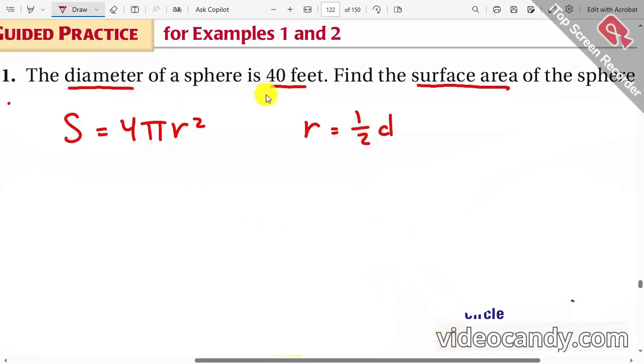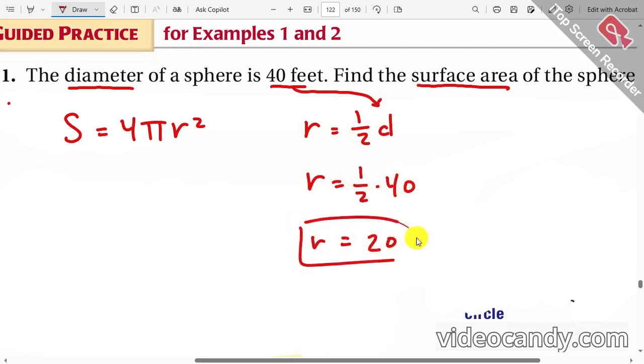All right, the diameter is 40. So the diameter D is 40. The radius is going to be half of 40, and of course, that's just 20. So we're going to use R equals 20 in the surface area formula. Okay, we have 4 times pi times 20 squared. The 20 goes in place of R.